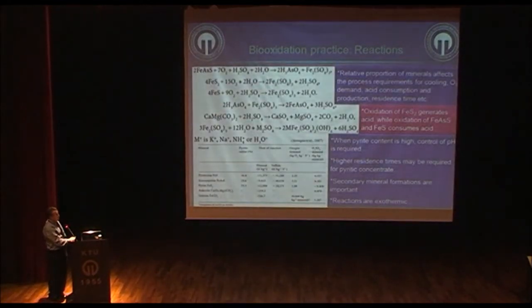We can see the reactions over here, and these reactions are important because some of them produce acid, and some of them consume acid. That's why the composition of the concentrate is of prime importance. In this regard, oxidation of pyrite produces acid, which means if there is more pyrite in the system, after oxidation it will acidify the medium, so neutralization may be required.